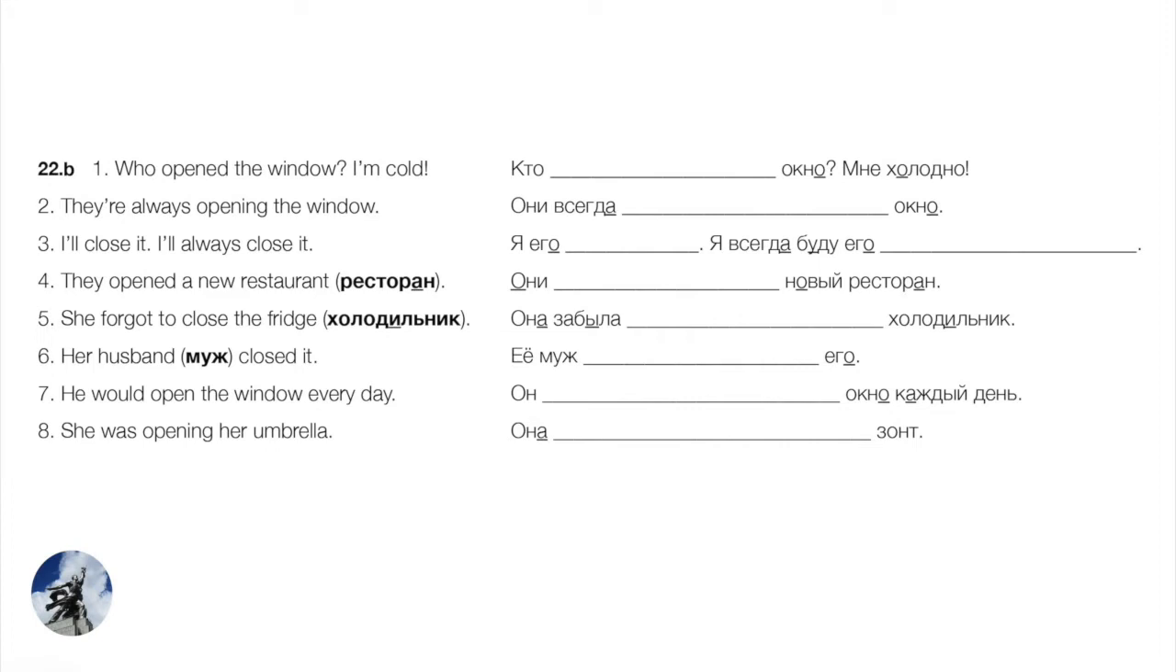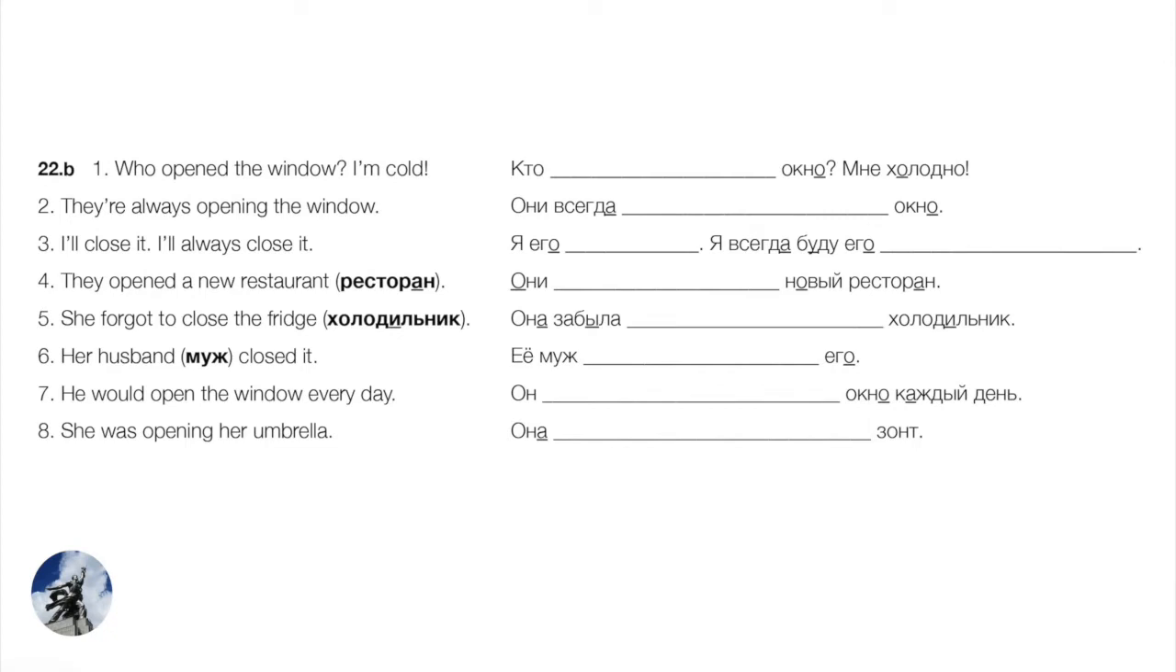Number 7, he would open the window every day. Okay, look at this tense form in English. He would open the window every day, right? That's the one way to capture repetition or habit in English in the past tense, right? So again, note also the каждый день, that's a red flag. We definitely need imperfective and it needs to be past tense. Он открывал окно каждый день.